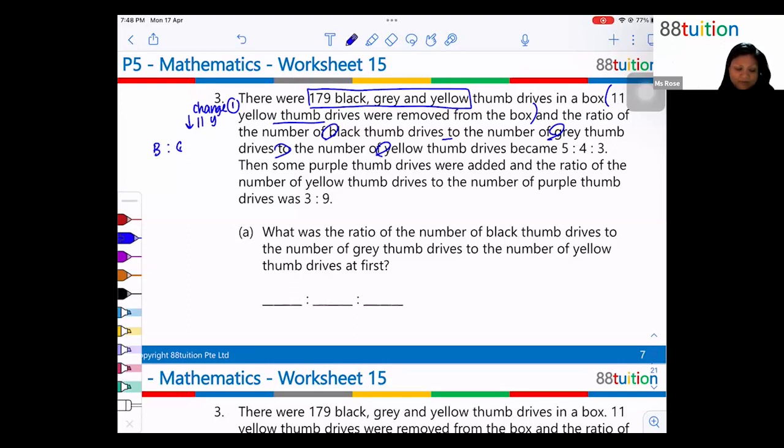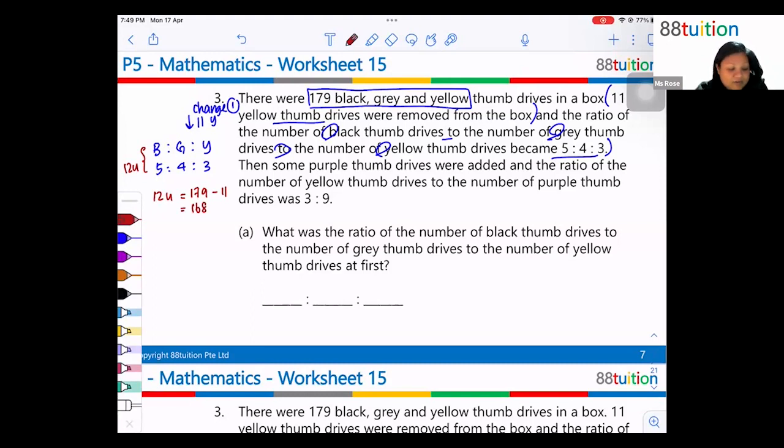After removing 11 thumb drives, the ratio of the number of black to gray to yellow became 5:4:3. So the total here is 12 units. Now remember, this happened because 11 yellow thumb drives were given away, right? So that means this total of 12 units is made up of 179 minus the 11 yellow thumb drives that were removed, to give me 168.